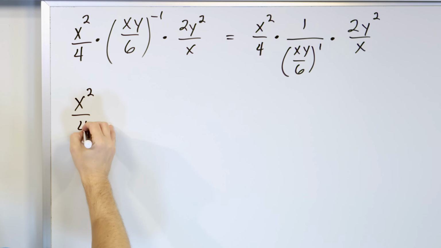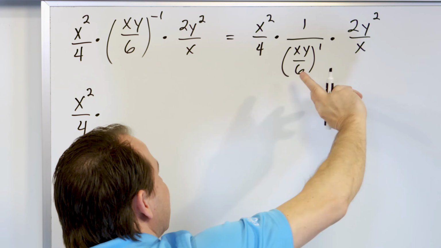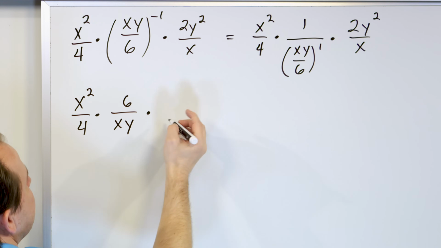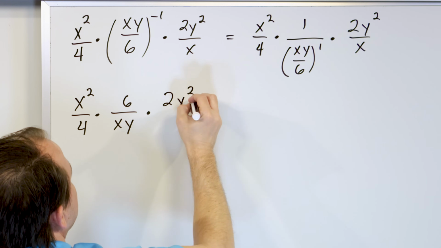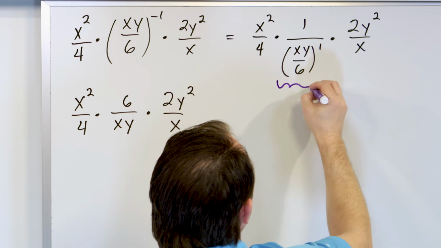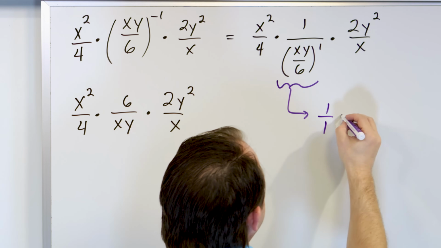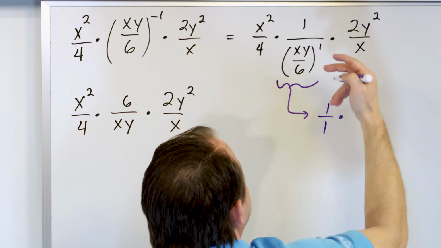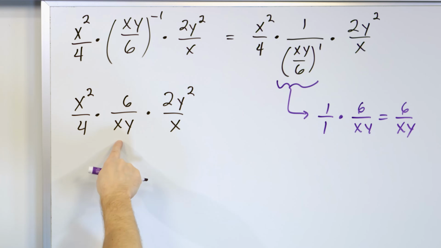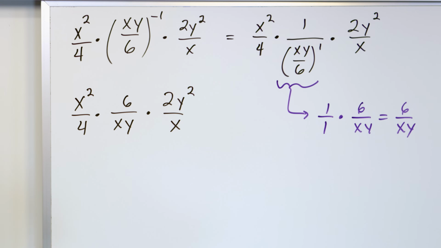x squared over 4 times, this is going to be 1 changes to multiplication, flip the bottom over, which is effectively going to be 6 over xy. And then the last term is going to be 2y squared over x. Make sure you understand what's going on here. What this middle term really means is you have the numerator of 1, which can be written as 1 over 1. The division can be changed to multiplication, and then the bottom has to be flipped to multiply it. And so what you're going to get is 6 over xy. So that's what we have written for this term. 6 over xy is the same thing as xy over 6 raised to the negative 1 power.